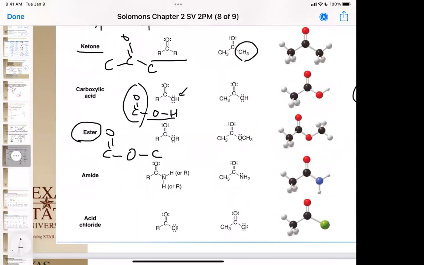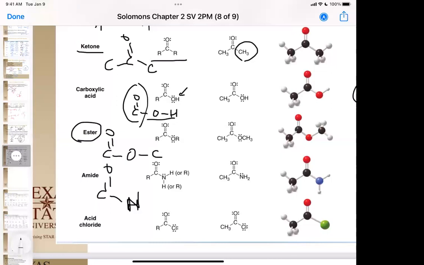Now let's do a nitrogen derivative. We start with a carbonyl nitrogen bond. A carbonyl nitrogen bond turns it into an amide. Carbon single bonded to nitrogen was amine, A-M-I-N-E. A carbonyl bonded to a nitrogen is amide, A-M-I-D-E. Okay, amine, amide. So that's a big difference there.